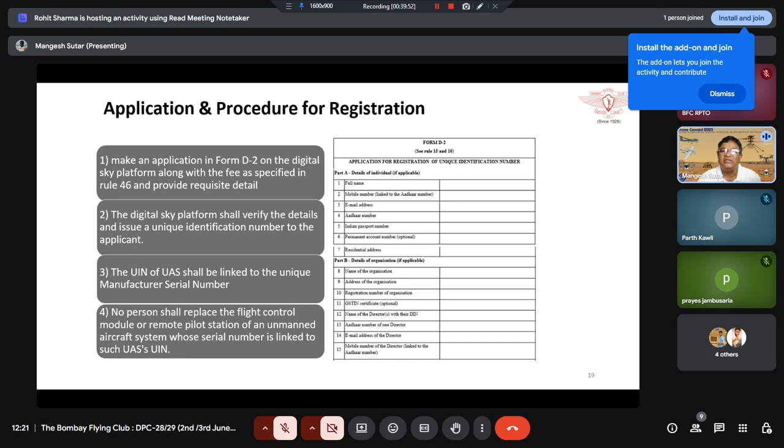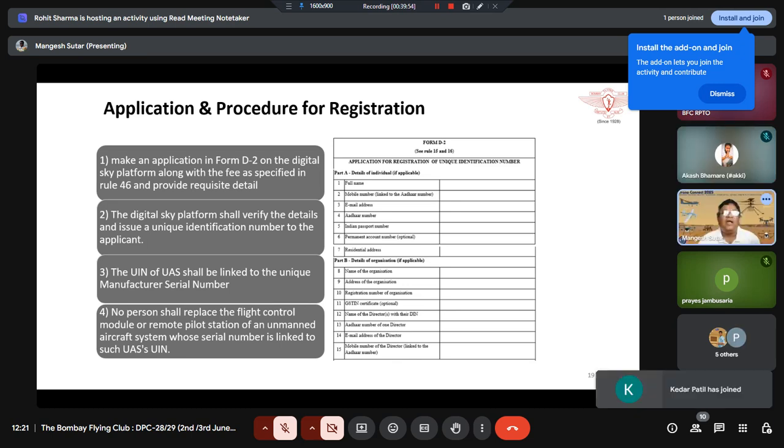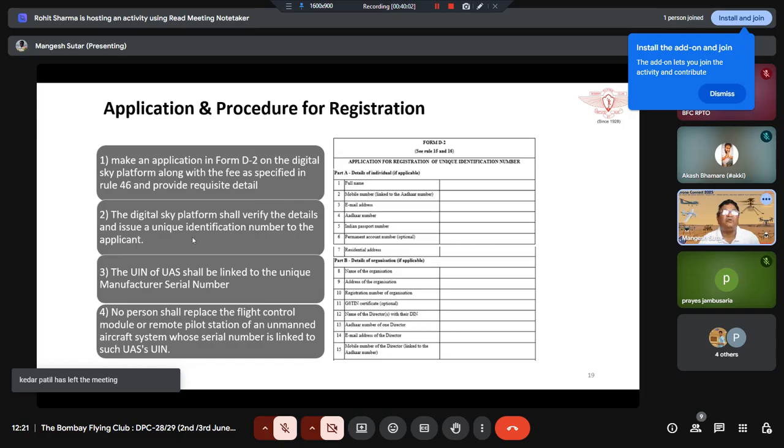That means the details about yourself, about the drone, and what your purpose of using this drone is. The Digital Sky platform shall verify these details and issue a unique identification number to the applicant. The UIN of a UAS shall be linked to the unique identifiers.